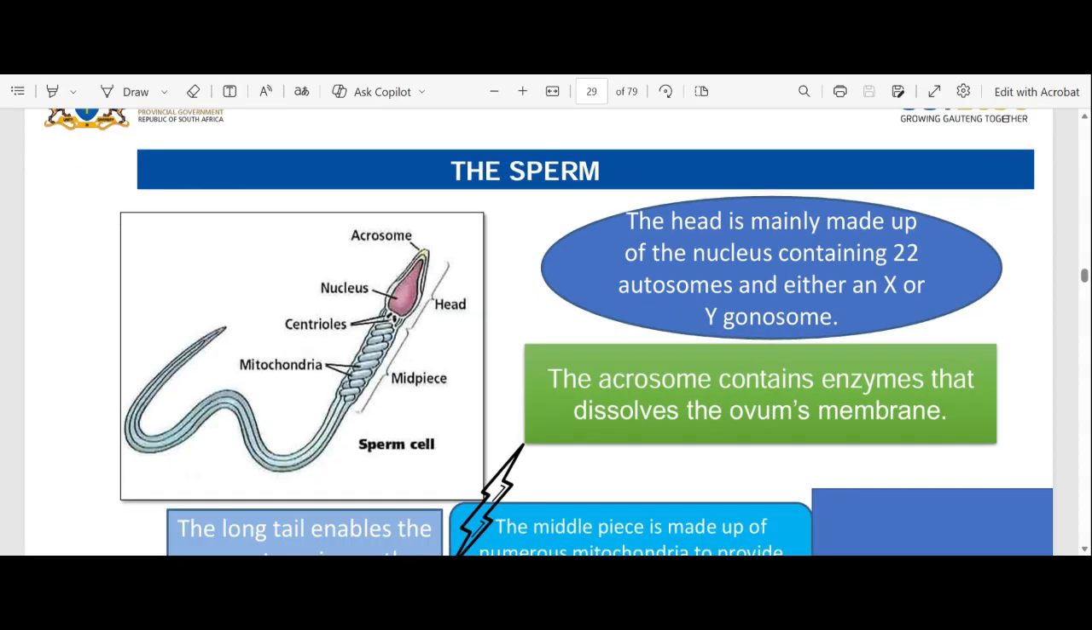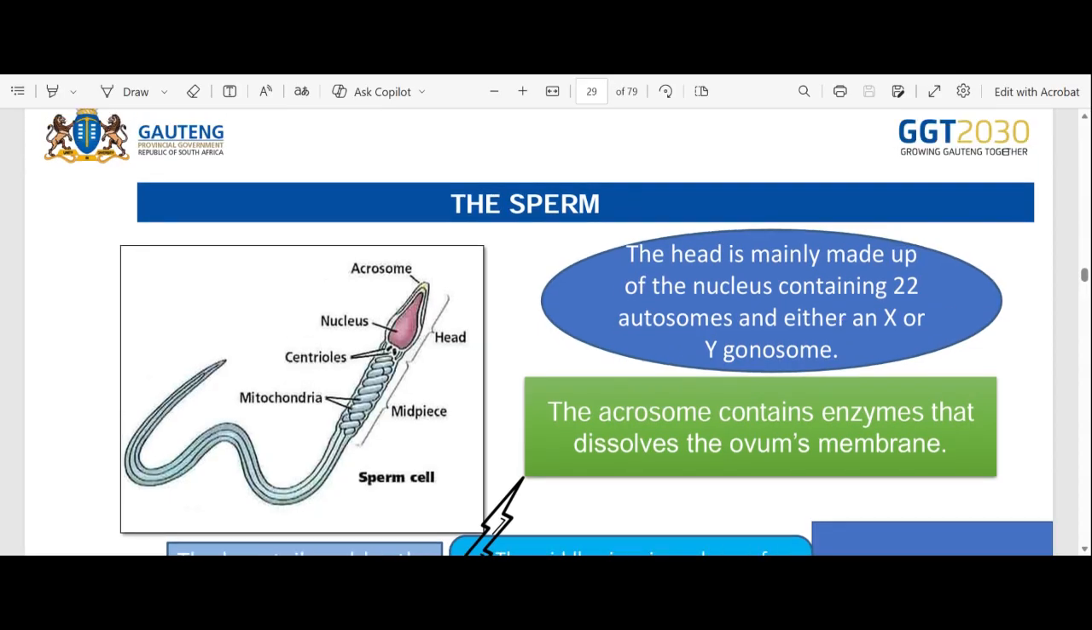Remember, our sperm is formed after meiosis, right? So meiosis forms gametes, and those gametes in males are called what? Sperms, right? Does that make sense? So now let's look at the structure of a mature sperm or spermatozoa. So this is the structure of a mature sperm.